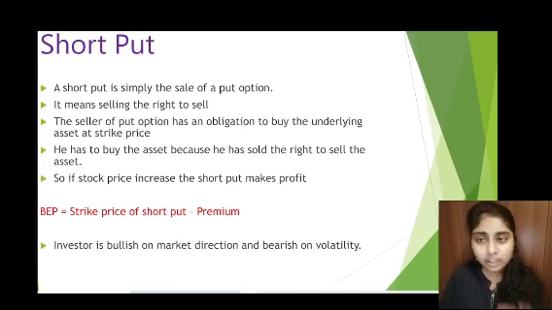So if the stock price increases, the short put makes a profit, and if the stock price decreases, the short put makes a loss. Here the BEP is equal to the strike price of the short put minus the premium received. Here the investor is bullish on the market direction and bearish on volatility, because he wants the price to increase. This also we can understand with the help of an example.